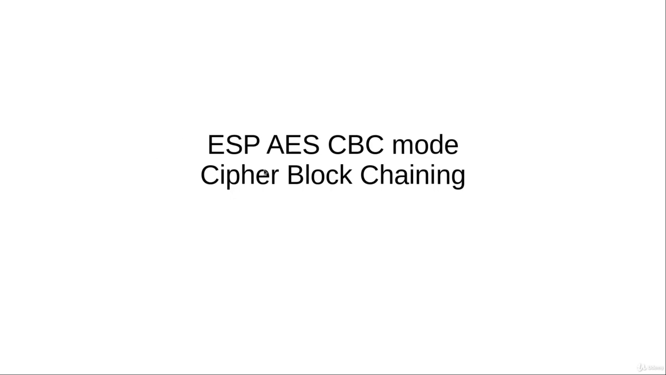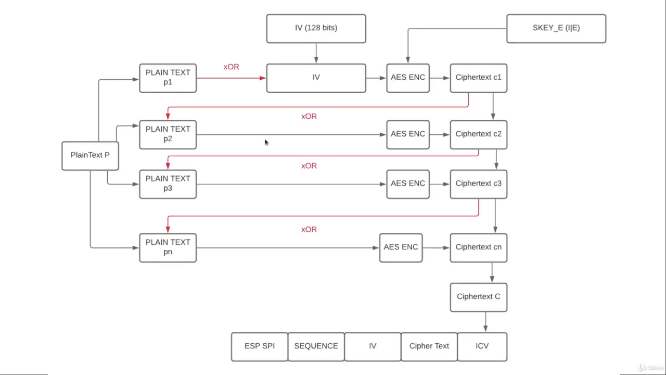Hello. In this lecture we will discuss the AES cipher block chaining method. With cipher block chaining, the sender needs to create a random initialization vector. This has to be the size of the encryption protocol blocks. In AES, this is 128 bits. So, the sender creates a random initialization vector of 128 bits.